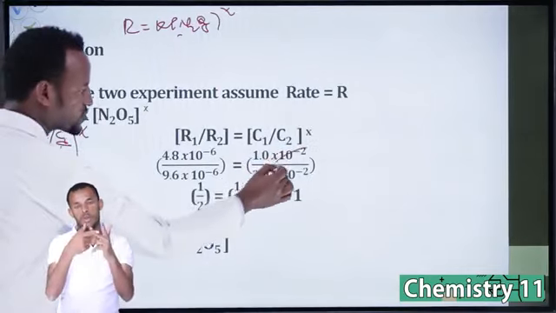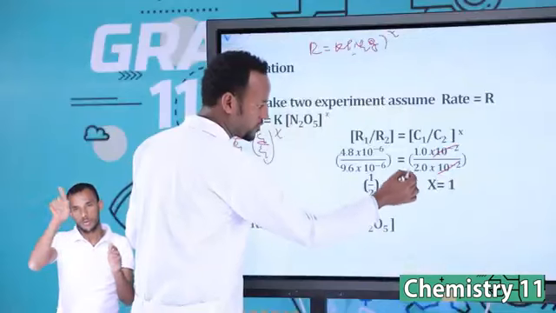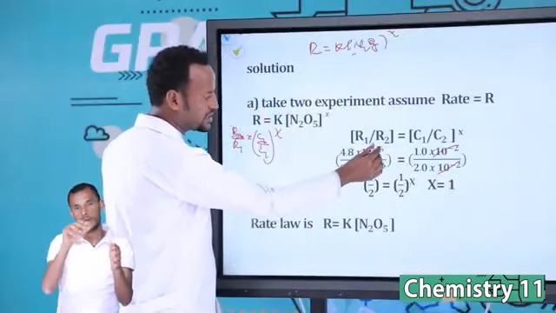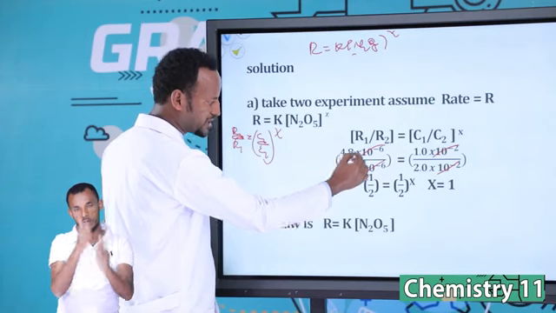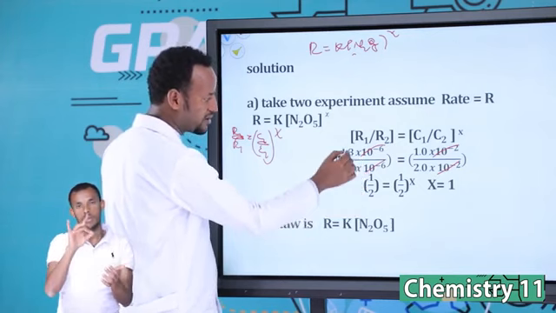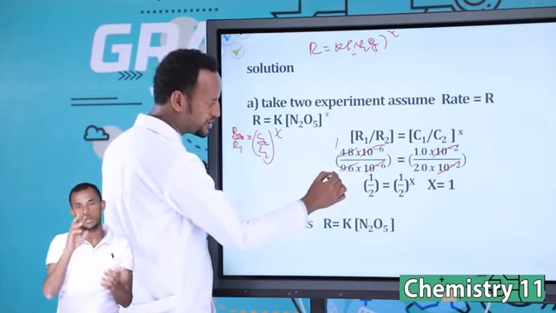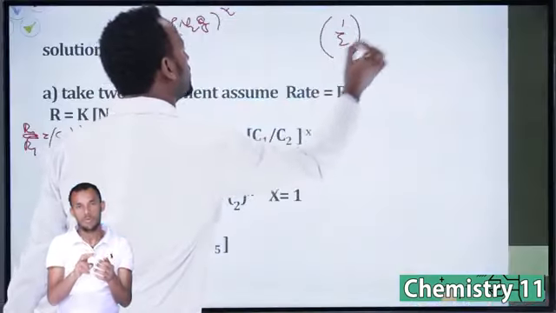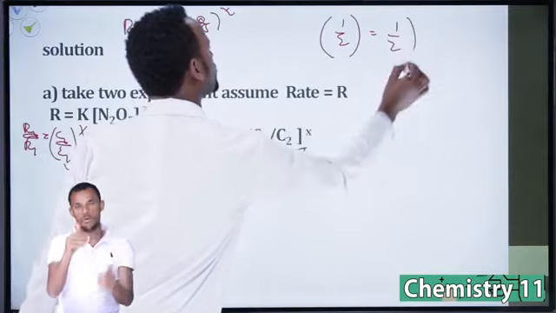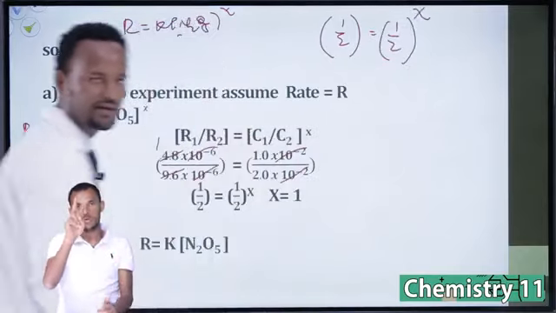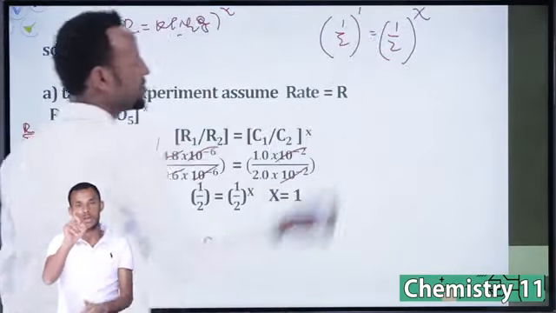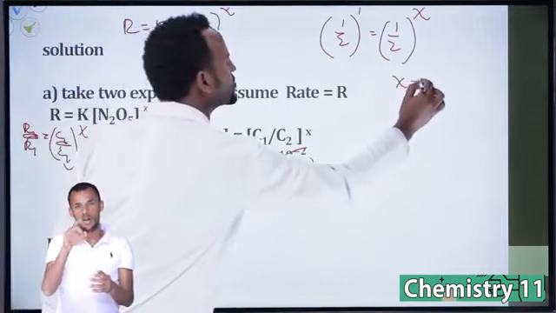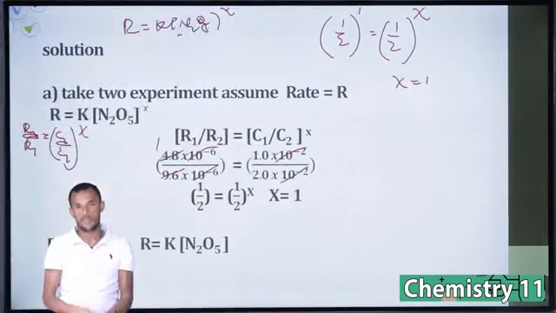Therefore, 10 raised to minus 2 cancels with 10 raised to minus 2, which leaves 1 over 2. This is cancelled. 4.8 over 9.6 is also 1 over 2. Therefore, 1 over 2 is equal to 1 over 2 the power of X. What is X? X is equal to 1.